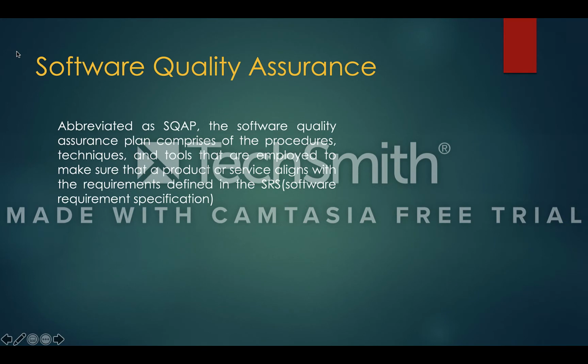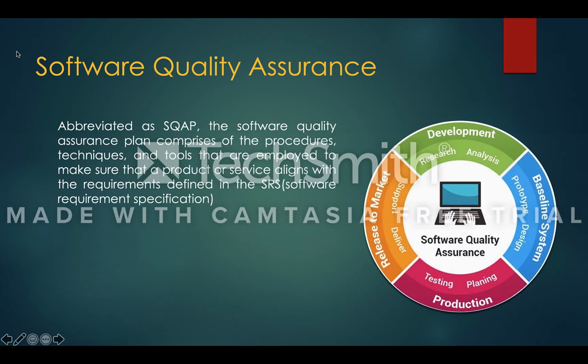Software quality assurance is abbreviated as SQAP, and it contains the following processes: collecting the requirements, and then they see the prototype, design, test planning, and delivery and support.